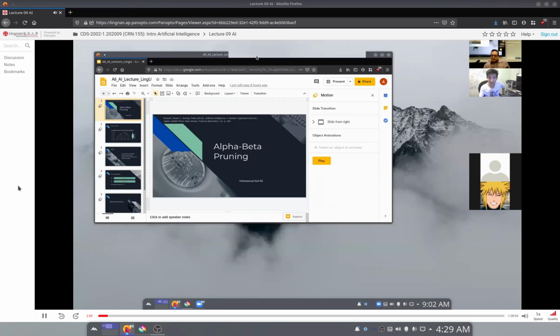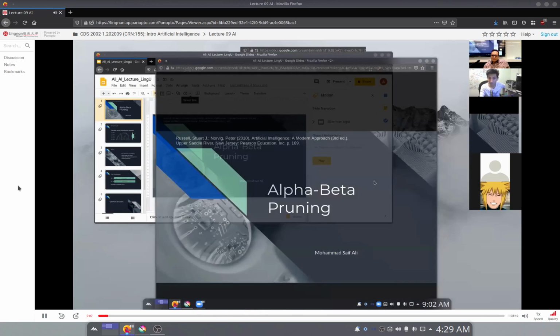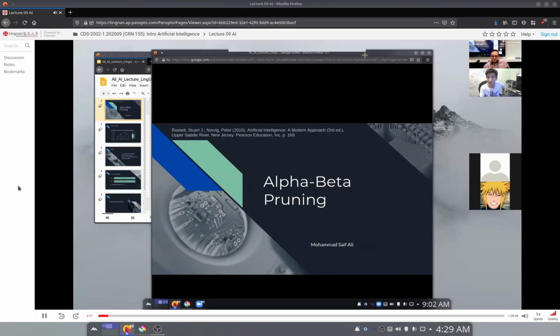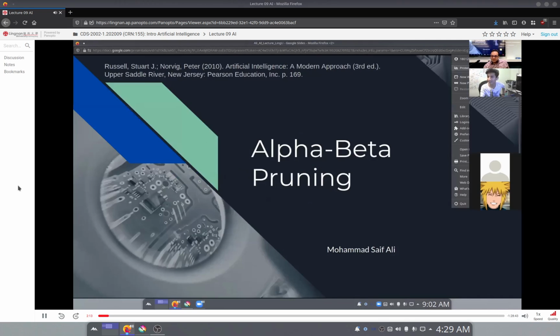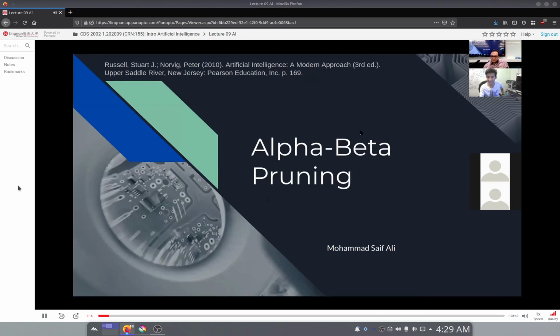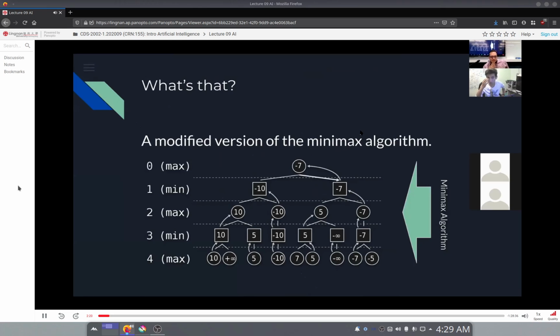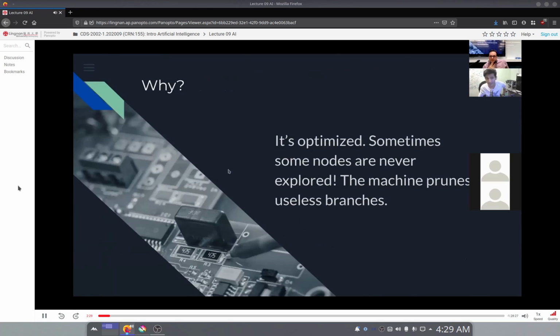So I am Muhammad Saif Ali, and I'm going to be presenting the alpha beta pruning algorithm. Let me maximize. So the alpha beta pruning algorithm is basically a modified version of the Minimax algorithm. This is the Minimax algorithm, and why do we need the alpha beta algorithm? Well, it's because it's optimized.